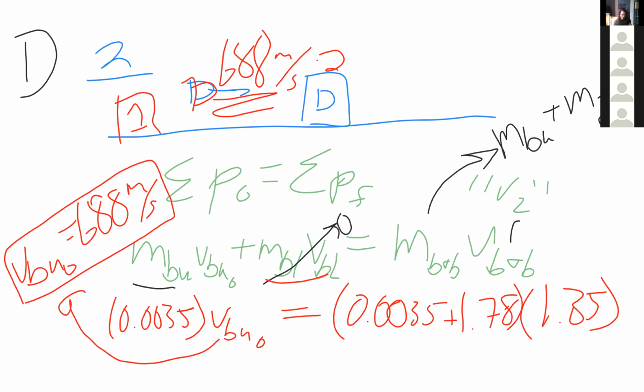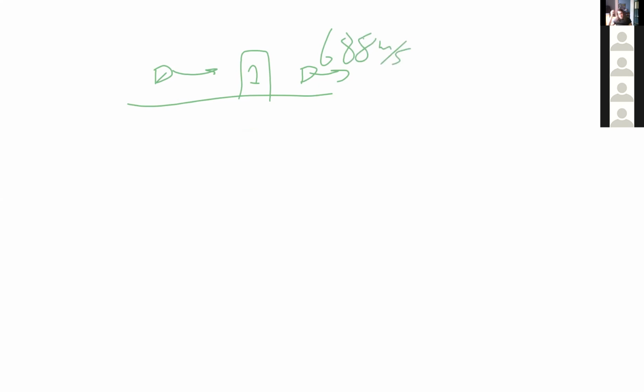So for the second part of the problem, I want to find the speed of the bullet before it enters block 1. Working backwards, now we have block 1, and our bullet is going to fly, hit block 1, and then travel through block 1, and it ends up with that 688 meters per second that we just found. So this will be very similar to what we did on the last page, where we sum up our initial momentums and set it equal to the sum of our final momentums.